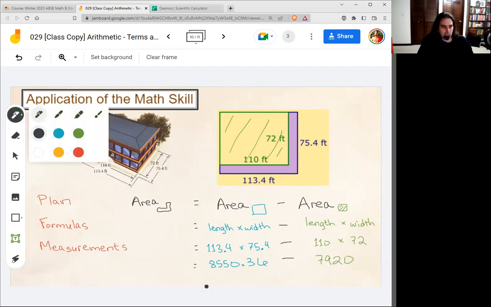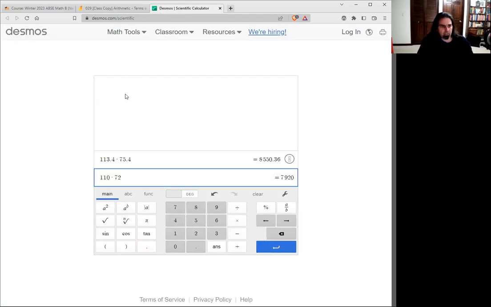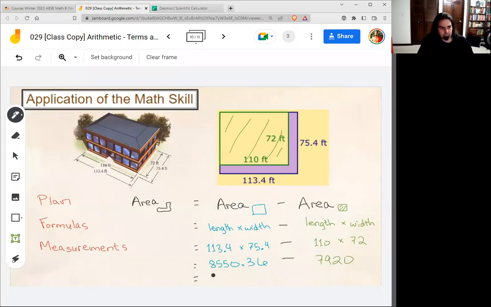And then finally, if I subtract them, what do I get? So I want 8550, whoops, 0.36 minus the 7920, 630.36. And at this point, if that was your answer, great. I'm going to label it square feet because that makes sense to me and I want to finish it. Cover up the other number.